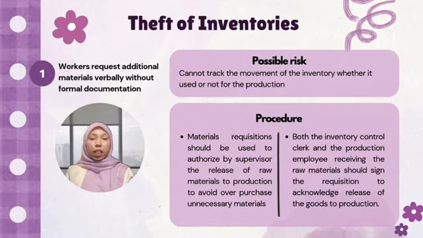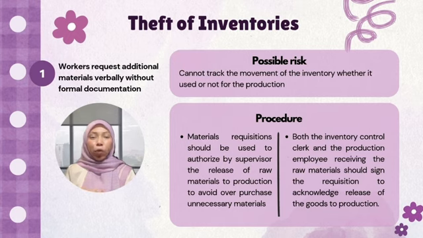The first one, we're focusing on the type of inventory. The current practice at Prime Can is that workers request additional material verbally, without formal documentation. This creates a high risk because the company cannot track the inventory movement. It is impossible to verify whether the material is really used for production or misappropriated. This lack of control contributes to the company's rising production cost.